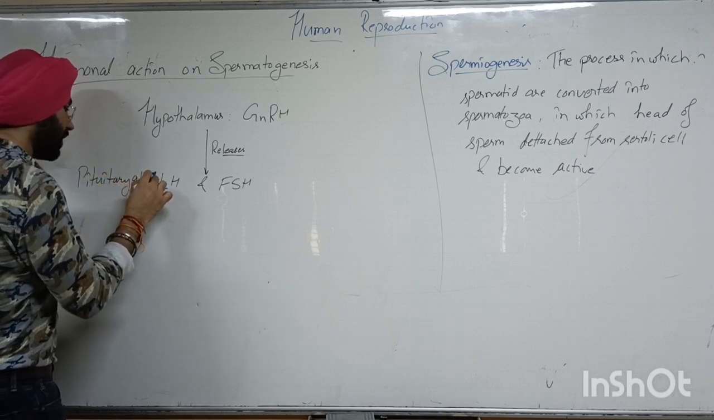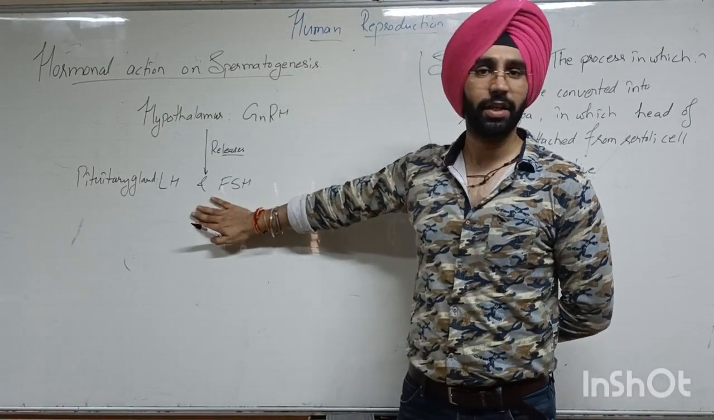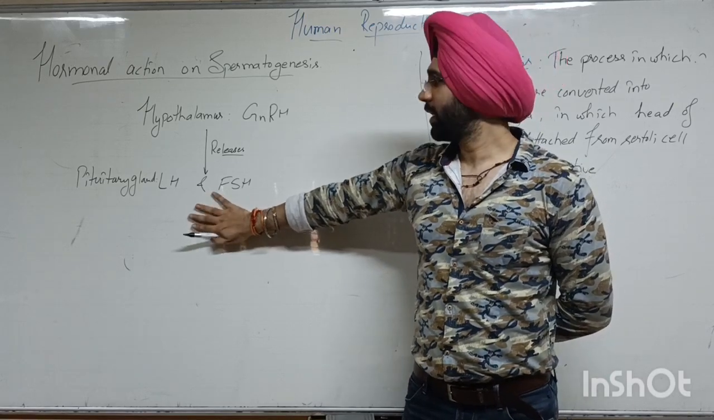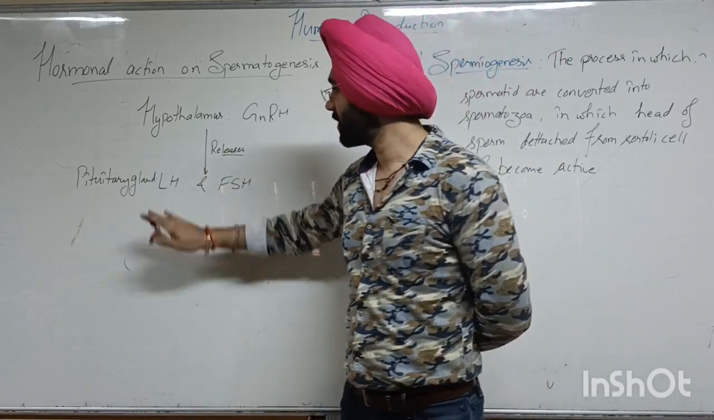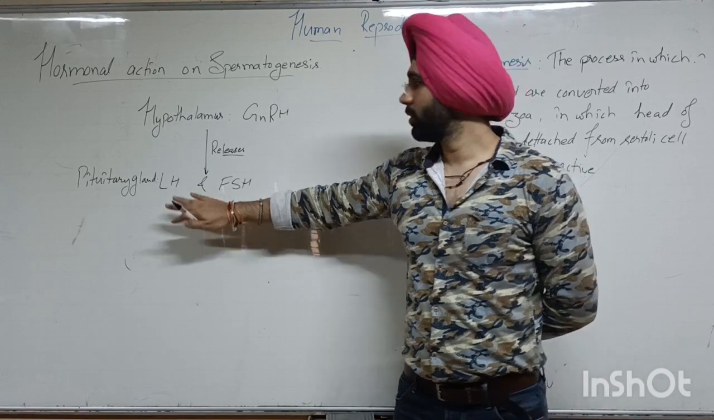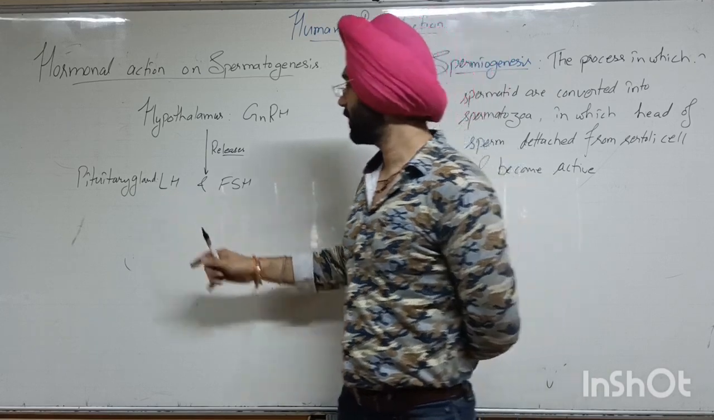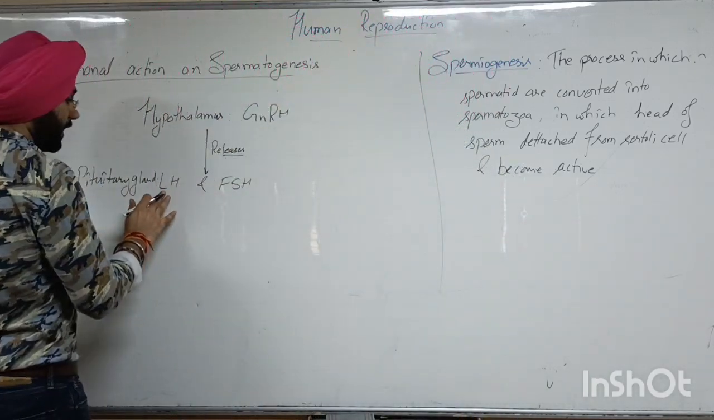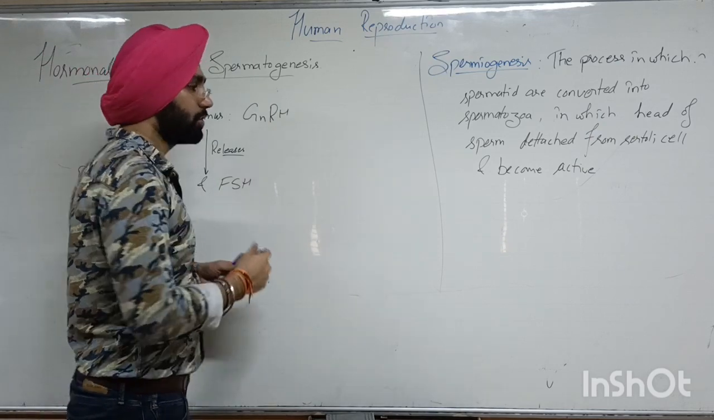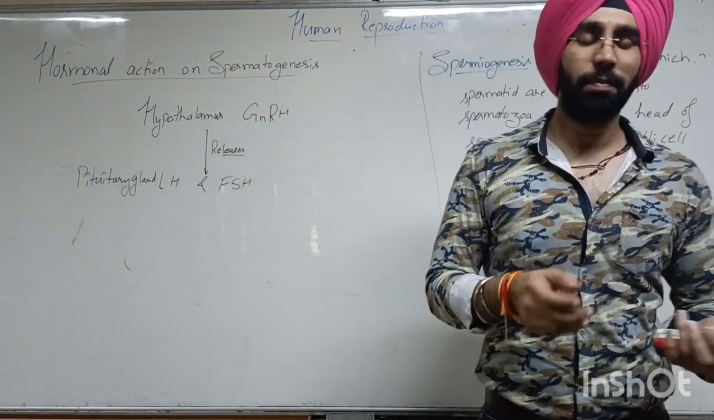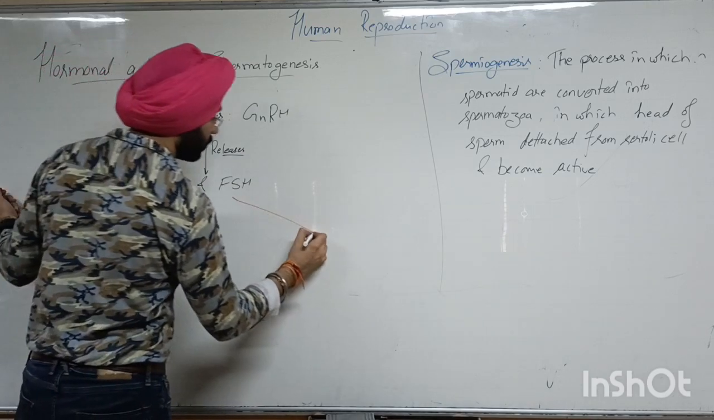Which part of the pituitary is responsible for FSH and LH secretion? The anterior pituitary is responsible for LH and FSH hormone secretion. Can anybody tell the full form of LH and FSH? LH is luteinizing hormone and FSH is follicle stimulating hormone. These hormones perform different functions. So the LH hormone comes over here and the FSH hormone goes over here.